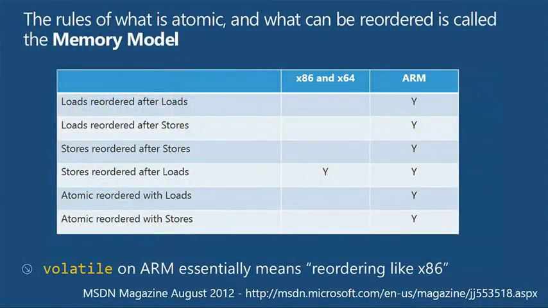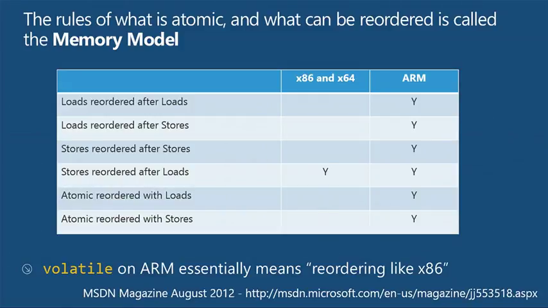Now, okay, we know that there's various things that are atomic. We know that reordering happens. What are the rules behind what reordering happens and that kind of thing? The set of rules that defines that is called a memory model. Each CPU and also platform, the .NET has one, Java has one, they define their memory model, and that defines what can happen. On x86 and x64, we're actually quite lucky. There's not a lot of reordering that can happen. There's only this one thing where a store can move below a load.